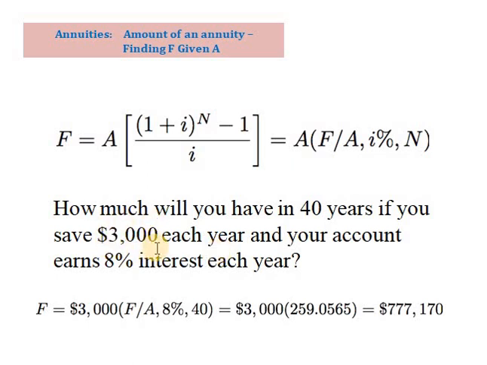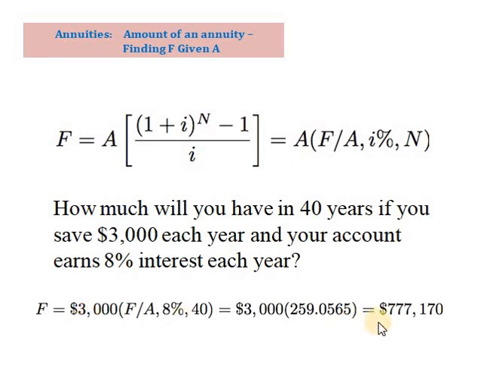So right away you will say A equals 3,000. And we are earning 8%. This is the interest rate. So I'm calculating F. F equals A into F knowing A, i, and N equals 40. So what do we do? We go to the table of interest, get the F knowing A at N equals 40, multiply the value with 3,000.